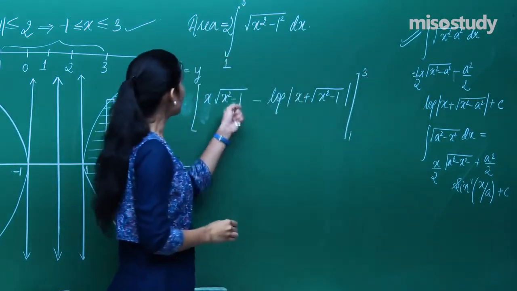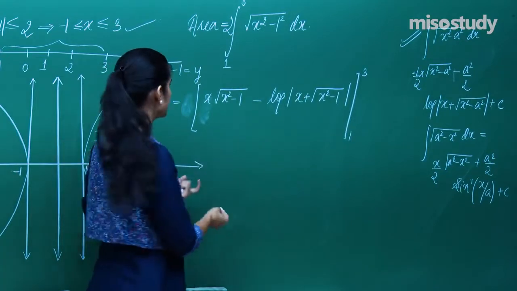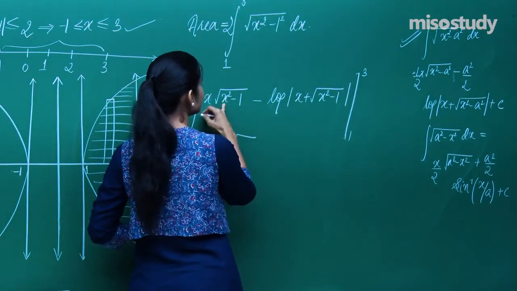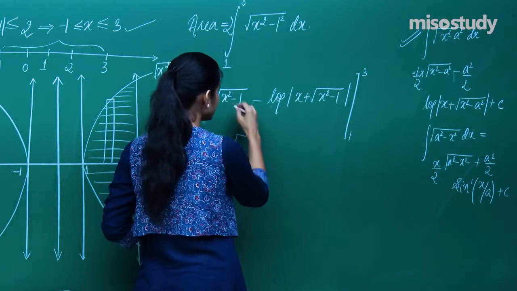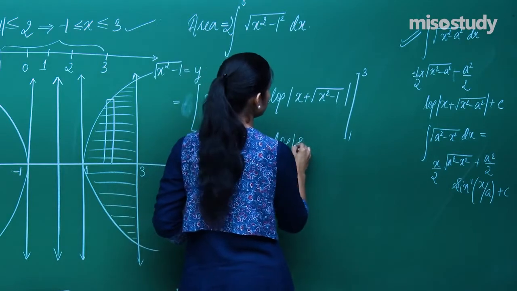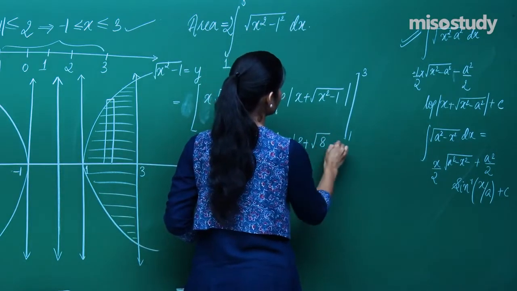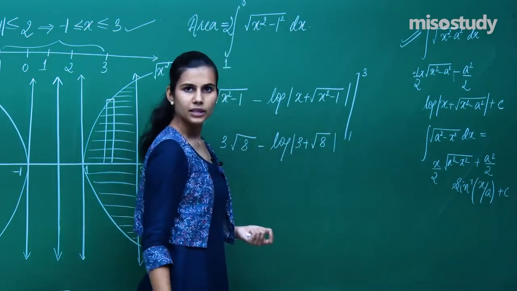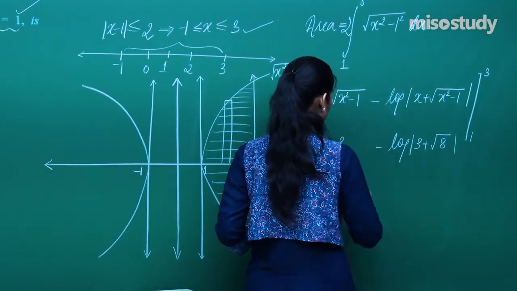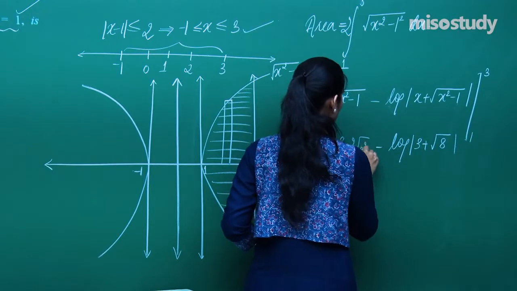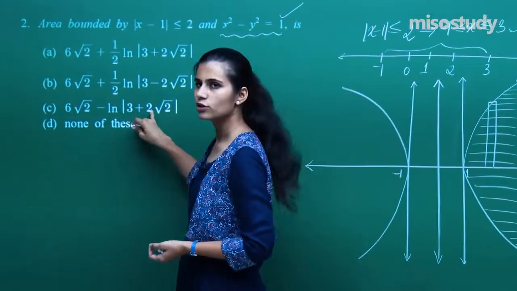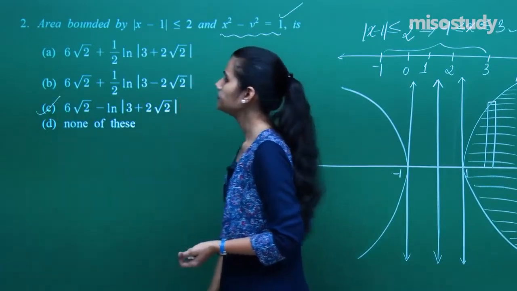There was a 1 by 2 common, there was a 2 here, so that got cancelled out. Now you are left with 3 under root 3 square is 9, 9 minus 1 is 8, so under root 8, minus log of 3 plus root 8. Right? This is actually 2 root 2. So your answer is 6 root 2 minus ln of 3 plus root 8, or 2 root 2.